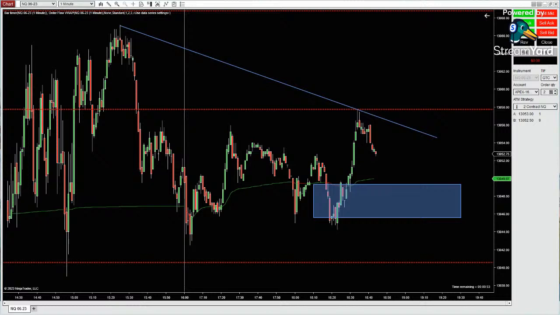I don't trade open, so I'll usually wait the first 30 minutes. So I start usually looking at the charts about 9 a.m.